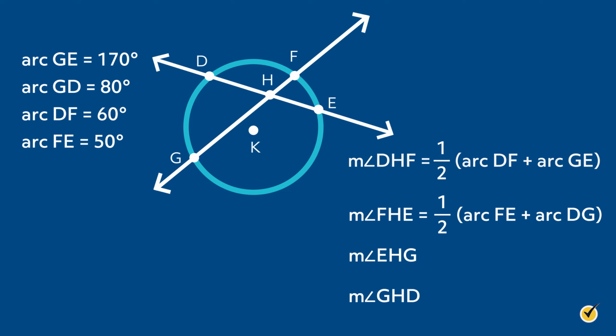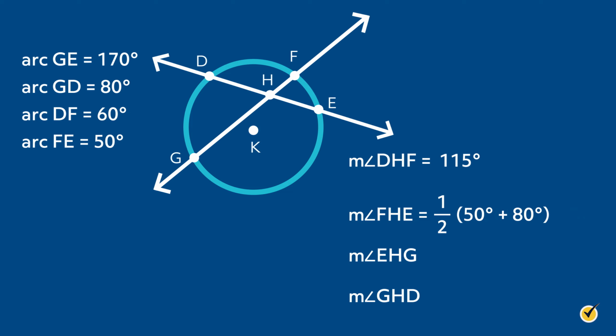To find the measure of angle DHF, we will add the intercepted arcs DF and GE, then multiply by 1/2. Therefore, the measure of angle DHF is equal to 1/2 times (60 plus 170) degrees. So the measure of angle DHF is equal to 115 degrees. We will use the equation measure of angle FHE equals 1/2 times (50 plus 80) to find the measure of angle FHE, which is equal to 65 degrees.